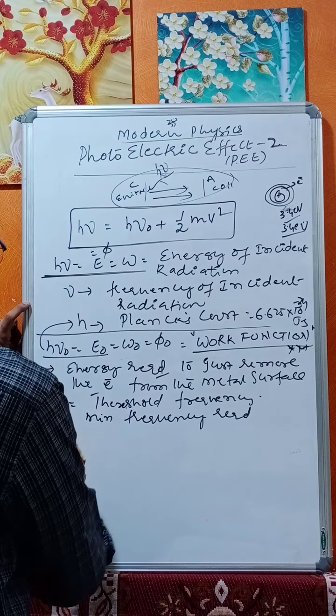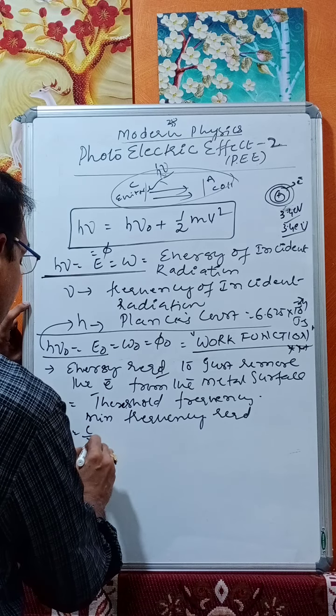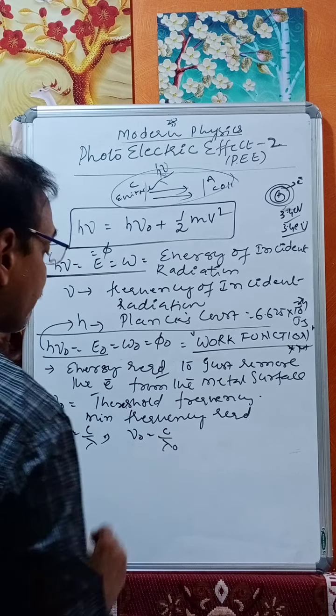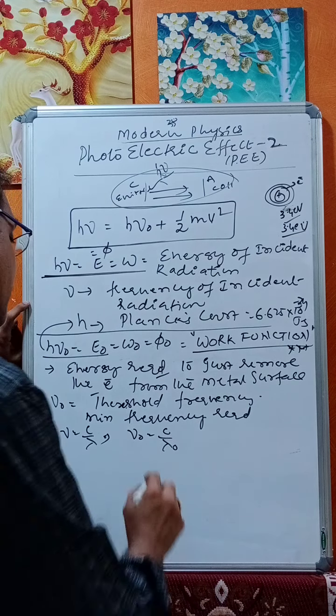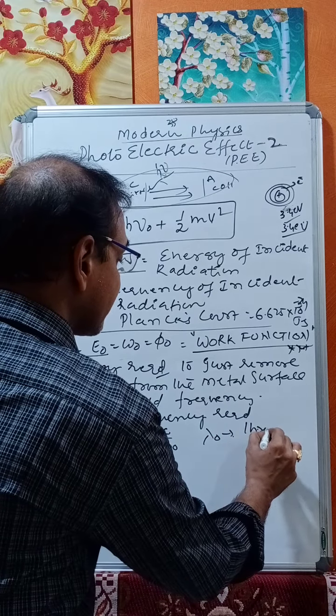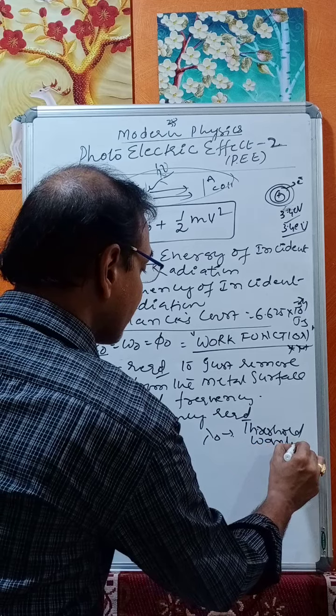And as nu is equal to c by lambda, this implies nu naught is equal to c by lambda naught. Lambda naught is the threshold wavelength.